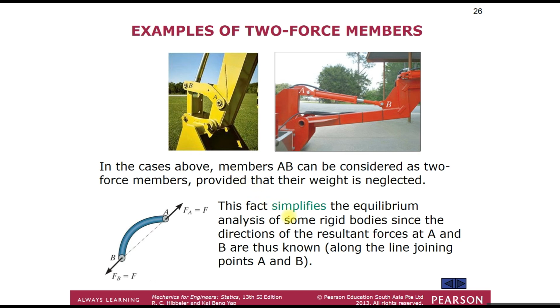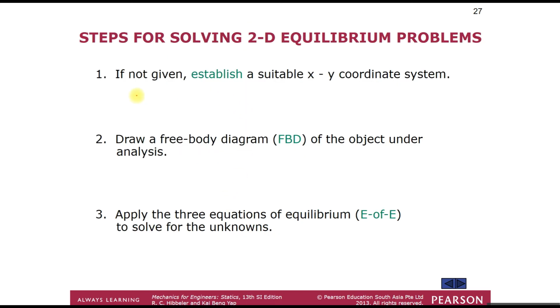Okay, so when we try to analyze a rigid body, this would drastically simplify the analysis, so that we can proceed to solve the rigid body. The steps of solving a two-dimensional equilibrium rigid body: first, we need to establish an x and y coordinate system, and then we need to draw a free body diagram of the object under analysis, and finally we have to apply the three equations of equilibrium to solve for the unknowns.